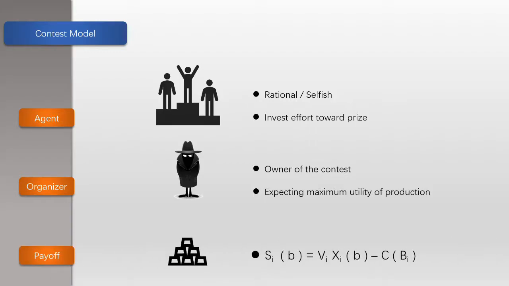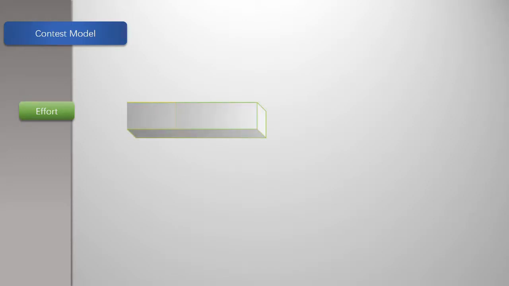This is a payoff function. In this function, S is the payoff, B is the effort, V is the skill parameter, X is the price, and C the production cost. The basic idea is we calculate the payoff by subtracting the cost from price. Effort, total effort, and maximum individual effort in a game are usually studied as a measurement of the utility of production. We also focus on how an agent invests the effort.